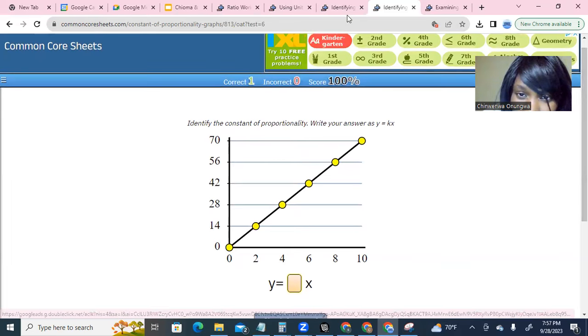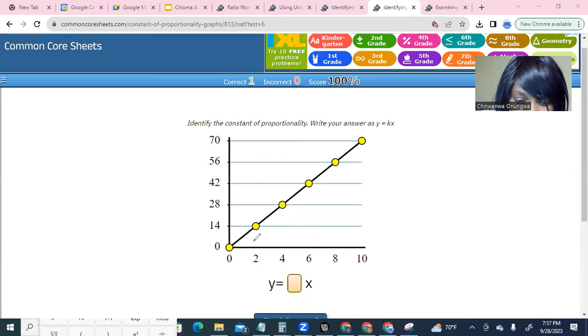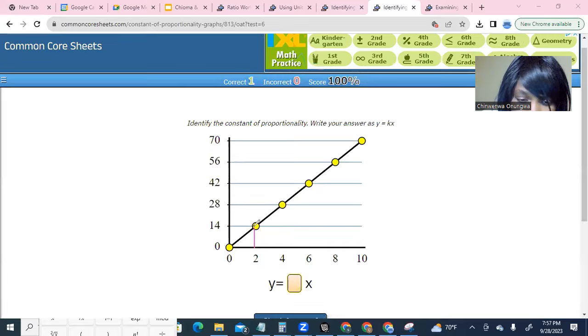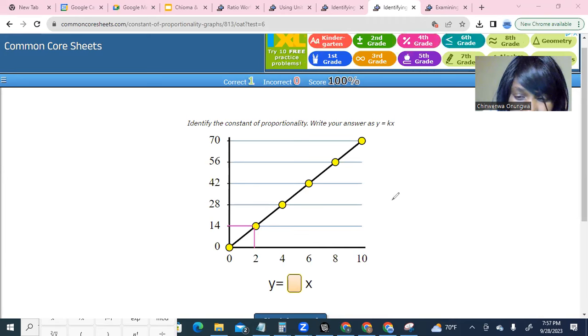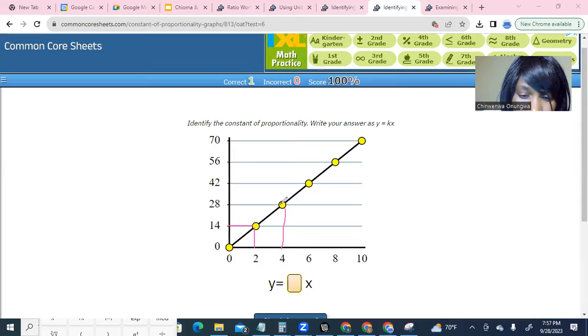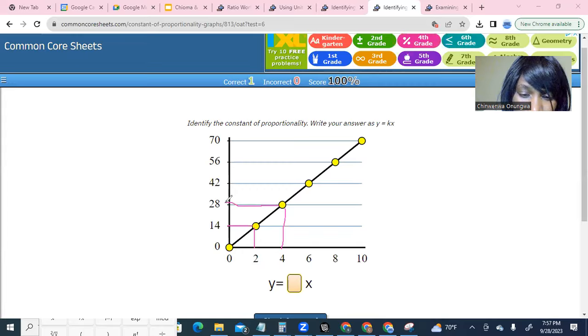And just so you see what I'm talking about, I will annotate a little bit for you. When our x is 2, our y is 14, right? When our x is 4, our y is 28. So to get to our y's, it looks like it's always 7 times x, right? 7 times 2 gives me 14. 7 times 4 gives me 28. But you can just simply say 14 divided by 2 is what? 7. 28 divided by 4 is what? 7, right?